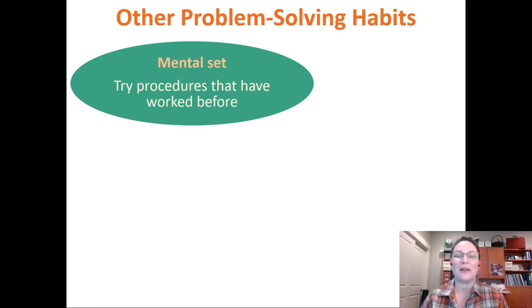So, other problem-solving habits that make it more difficult for us to solve problems accurately. Mental set. We typically will get into sort of an expectation, right? That word set means expectation. So our brain is expecting, we have this mental expectation that the problem will be solved the same way similar problems have been solved. It doesn't even have to be the same problem, just similar problems.